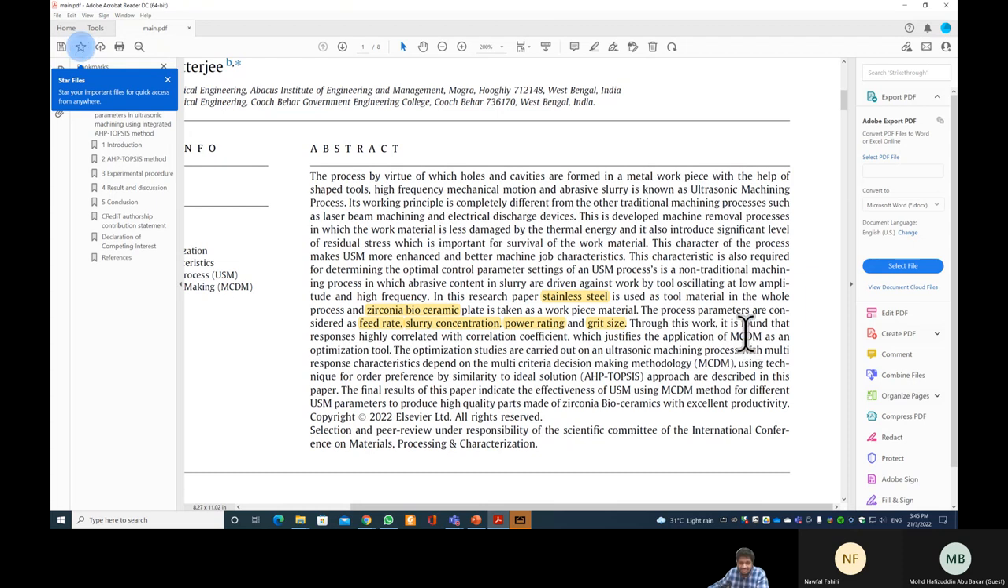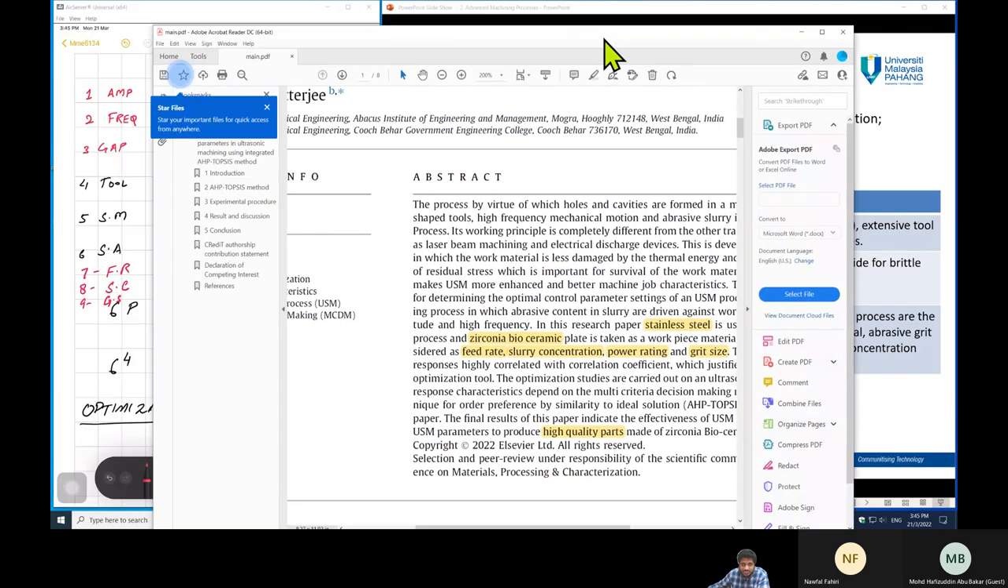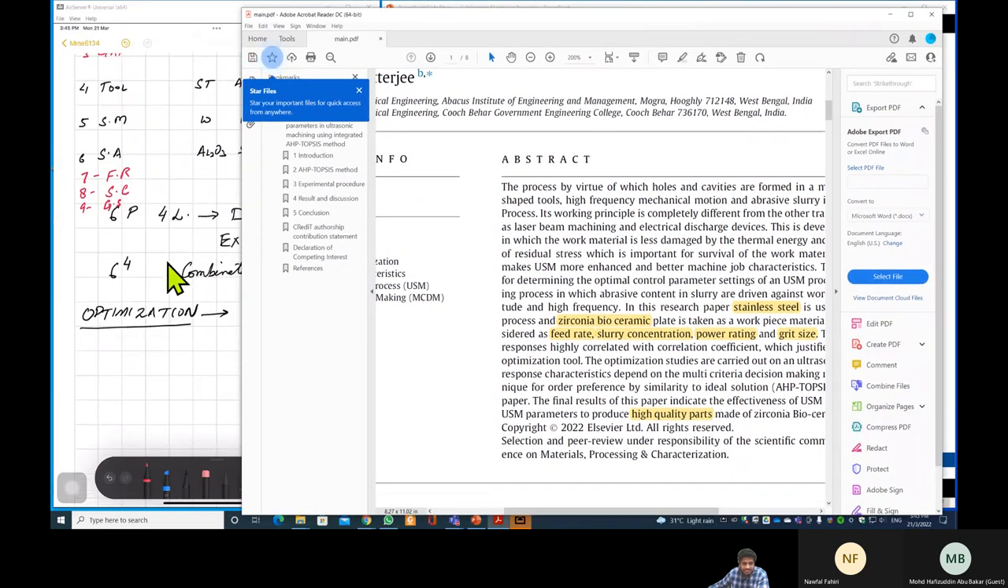Through this work, it is found that the responses are highly correlated with the correlation coefficient. The optimization studies are carried out on the ultrasonic machine with multi-response. What is the result now? USM produces high quality parts. You see? High quality parts. So their target was high quality parts. So how do you write this in the form of a sentence?